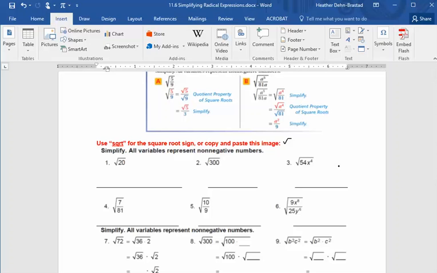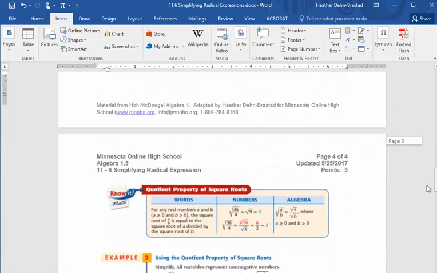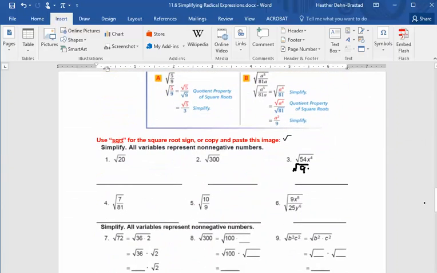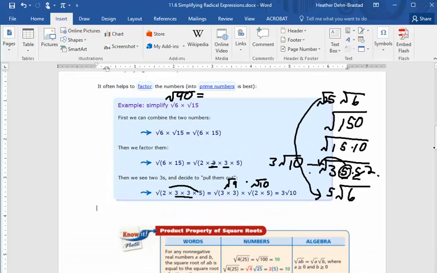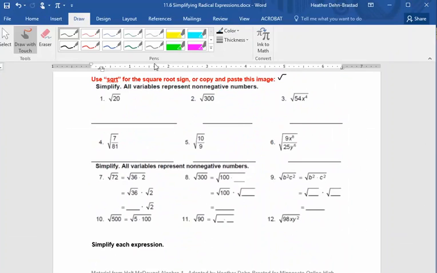First of all, let's rewrite 54 as a pair of factors. Let's see. 54 is 9 times 6, so we'll start with that. So that's the square root of 9 times 6, and we still need to put the x to the 4th in there.